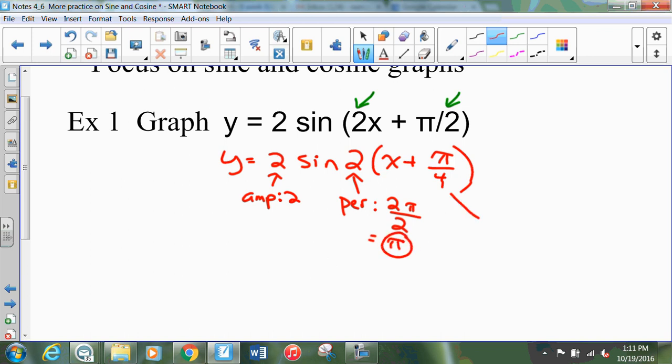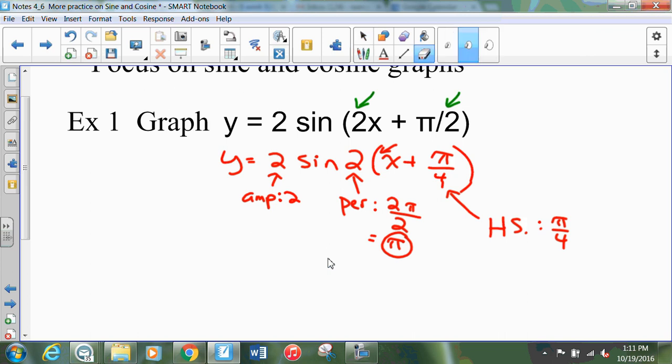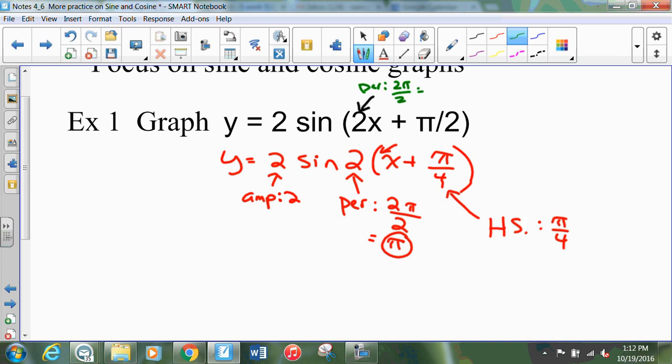And then when there's nothing immediately in front of x, like in this case it's factored out, we can just take pi over 4 and know that that is the horizontal shift, pi over 4. So if you do it that way, you get that information. If you chose not to, you could just look at the original equation and say, okay, this is still the number that affects the period. So the period would be 2 pi over 2, which would be pi. So we get the same answer even if we don't factor out.